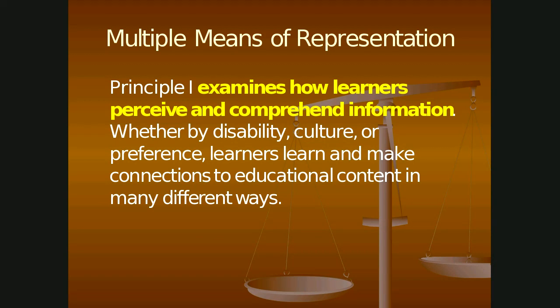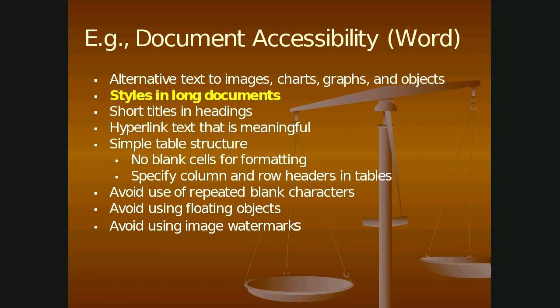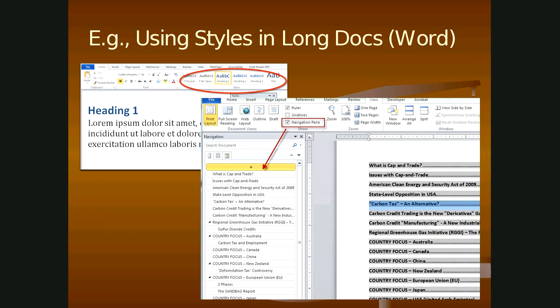So principle one, which is multiple means of representation, really looks at how learners perceive and comprehend information. The example that I'm using here is document accessibility using styles in long documents. What most people don't think about is that when you use styles in a long document, you're actually adding structure to your document. It's not uncommon for us to review a syllabus that's 20+ pages long, and for screen reader users, you have to listen to every word in that entire document, left to right, top to bottom, if there is no structure or styles added.